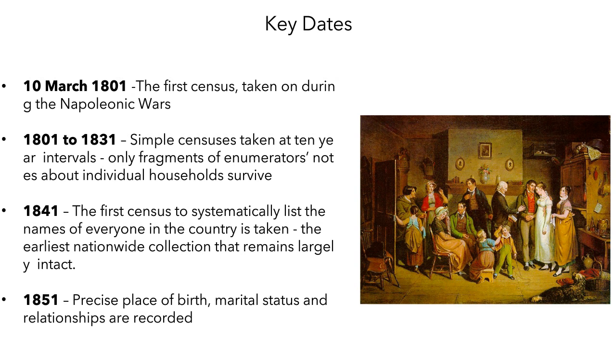Censuses between 1801 and 1831 really were not that detailed, and sadly only fragments of the enumerator's original notes survive. So, for example, on Findmypast we have fragments of the 1801 and 1821 Dartford census, but it literally is for Dartford and nowhere else. Whereas the 1841 census was the first census to systematically list the names of everyone in the entire country, and it's also the earliest nationwide collection that remains largely intact.